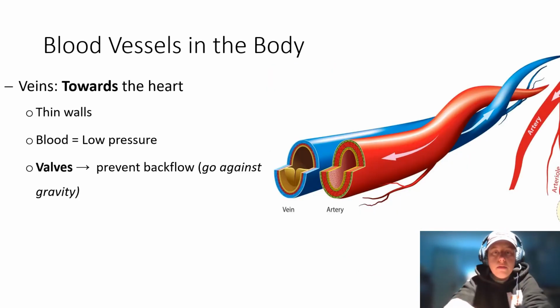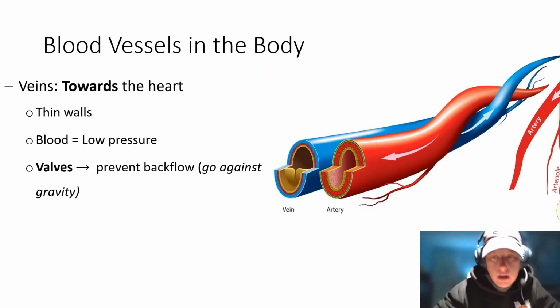Veins, on the other hand, bring blood back to the heart. So their walls are usually thinner. The blood pressure that they're exposed to is usually lower, and they actually have valves to prevent backflow because veins tend to have to work against gravity, so they have to bring blood back upwards towards the heart, so they need valves to prevent it from going backwards.